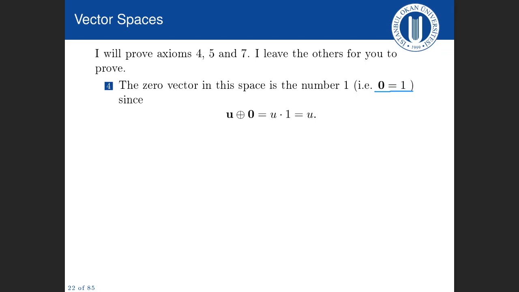Why? Because if we do a vector U plus the vector 0, that's the same as the number U multiplied by 1, which is U. And that's what we want.